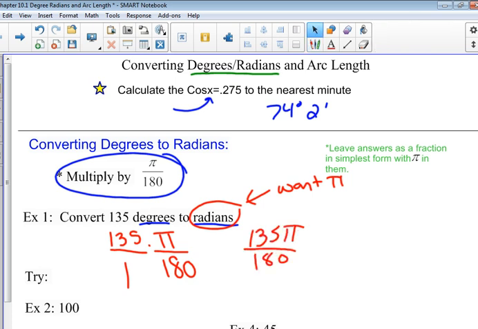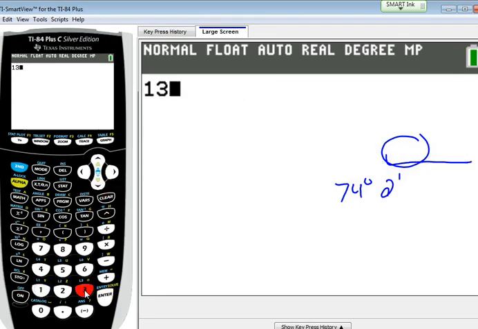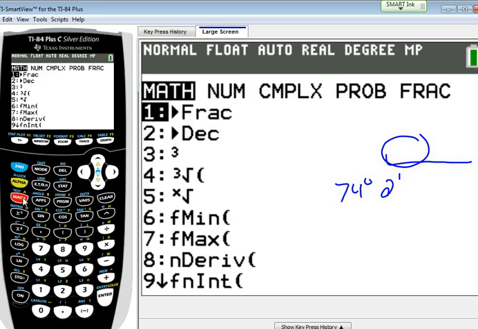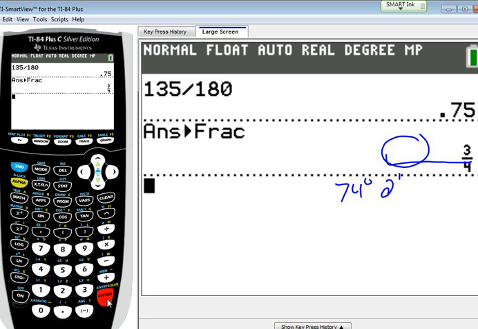But you would see this as an answer. They always want you to reduce this into simplest form. Not the pi, just the number. So what we're going to use is your calculator. It's probably the easiest and quickest way to do that. So we're just going to type in 135 divided by 180, 3/4. Good job. Use your math fraction key. Oh, that was a good thing, Britt, that you did. Make sure you go into a fraction.